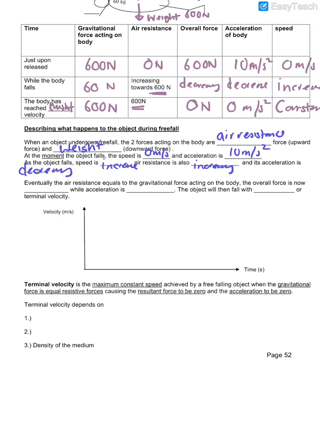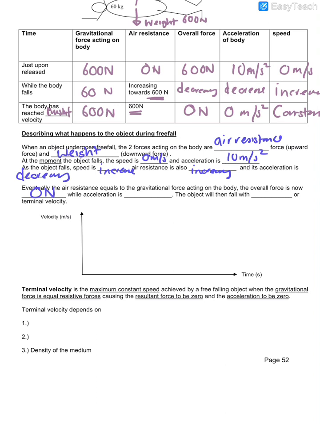Then eventually, the air resistance equals the gravitational force acting on the body. The overall force is now 0, while acceleration is 0 meters per second squared. The object will then fall with constant or terminal velocity. Terminal velocity simply means constant speed, or constant velocity. So what does the graph look like? It goes up, then flat.